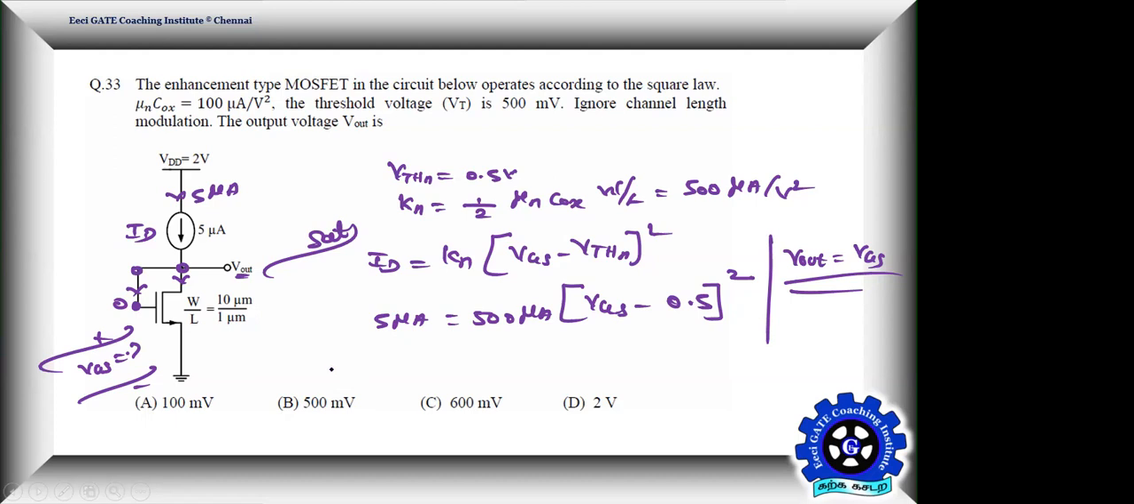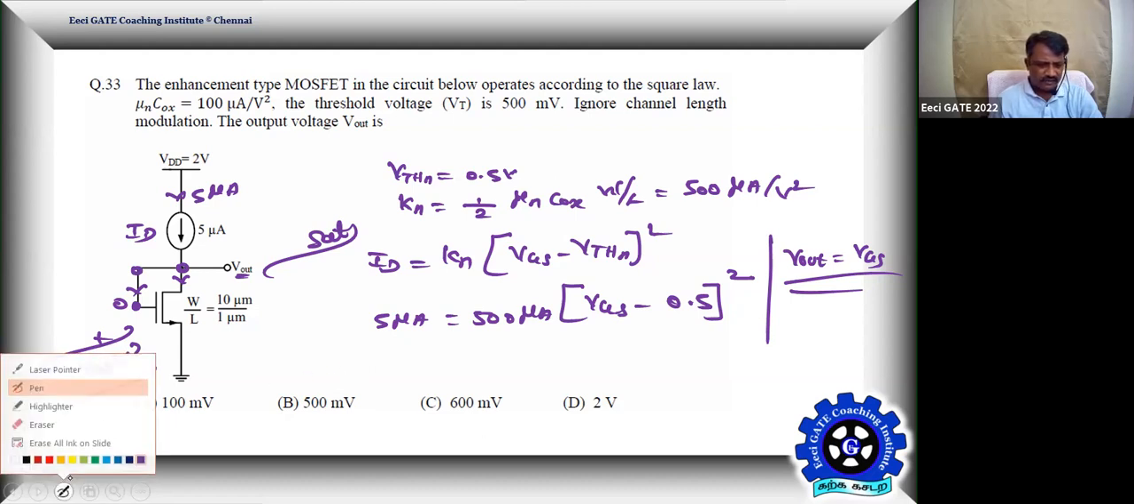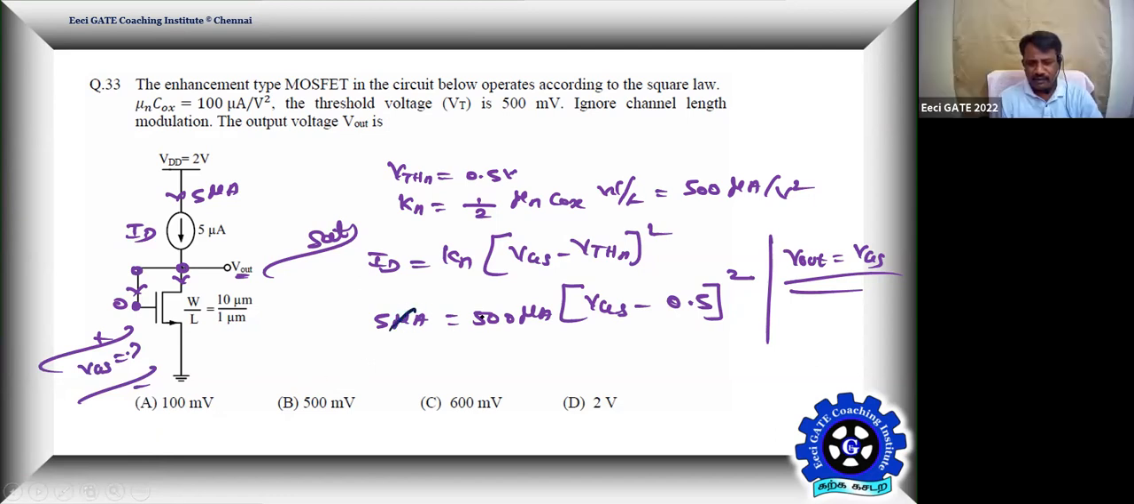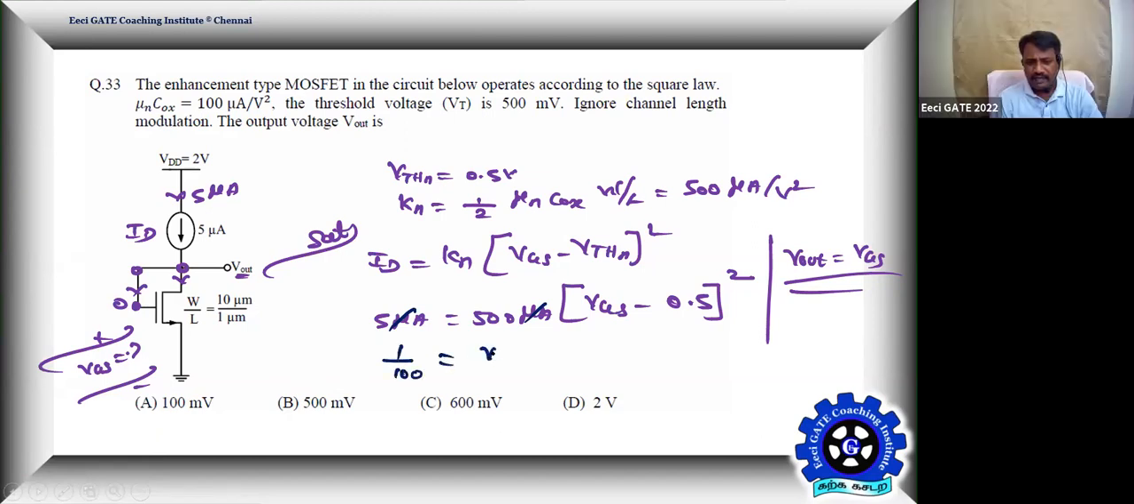Option C, 600 millivolts. Yes, your choice. It's easy now. You started playing now. This is micro. This micro will get cancelled, and 5 by 500 will become 1 by 100. So 1 by 100 equals (VGS minus 0.5) the whole square.